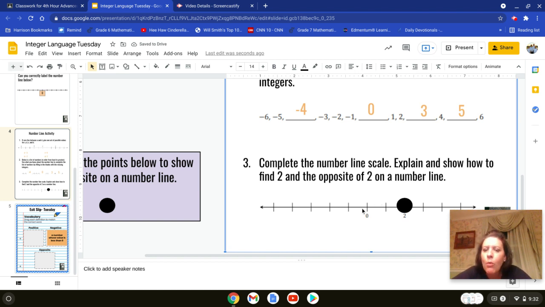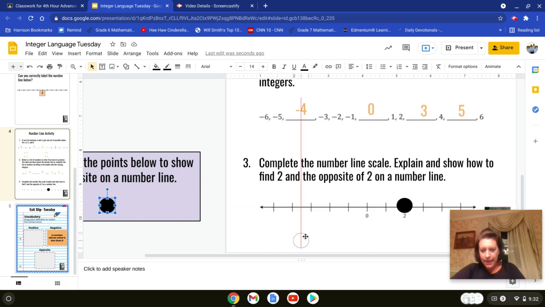And then what would be the opposite of 2? -2, because it is 2 spaces, this time to the left of 0. So you're going to put a point on the -2, and it's not labeled. So you have to know that 2 is 2 spaces to the right of 0. So -2, the opposite of that, would be 2 spaces to the left of 0. I hope that makes sense.